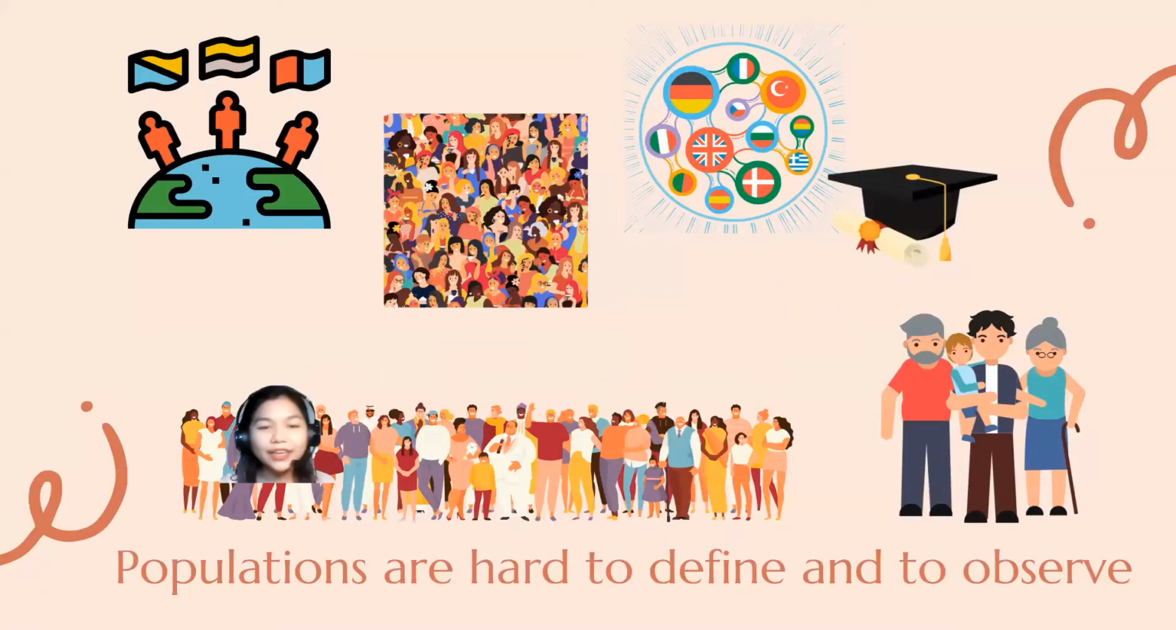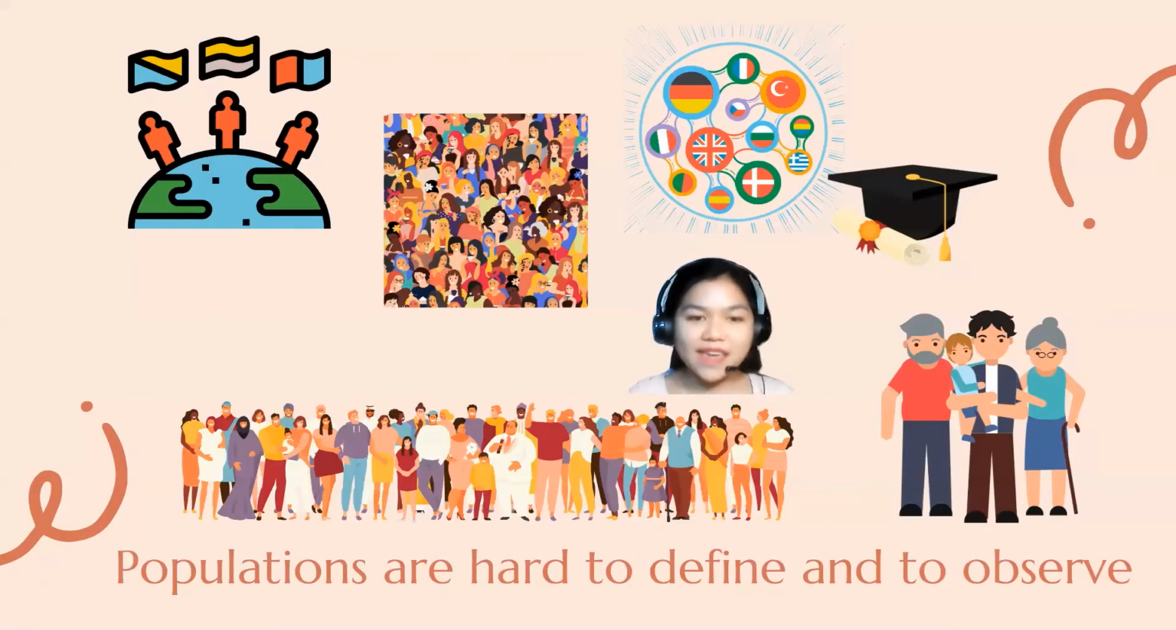So now we have here different illustrations. Again, populations are hard to define and also very challenging to observe. For example, you are trying to refer to the population of the Earth. There are a lot of countries. Speaking of age, it could be children, adults. In terms of race and ethnicity, in terms of social status, there are a lot of classifications. That's why it's very challenging to define the whole population and actually to observe the whole population.